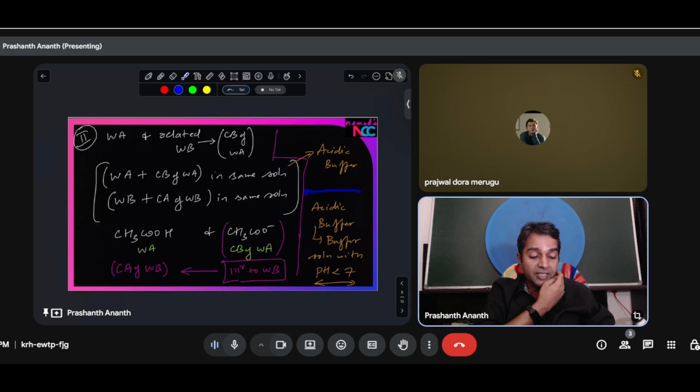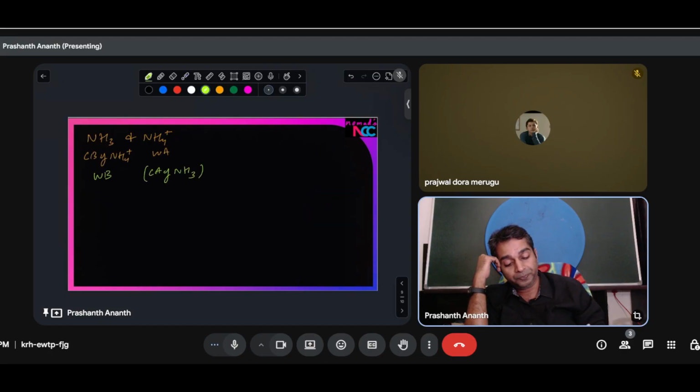The correct definition is: an acidic buffer is a buffer solution with pH less than 7. A basic buffer means a buffer solution with pH greater than 7. Okay. Now let's take one of these cases and finish the discussion of it and close it off.